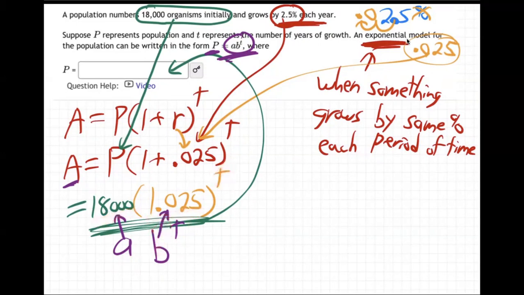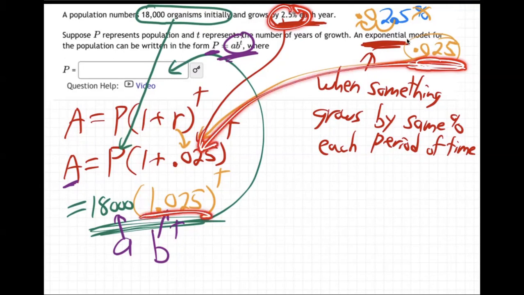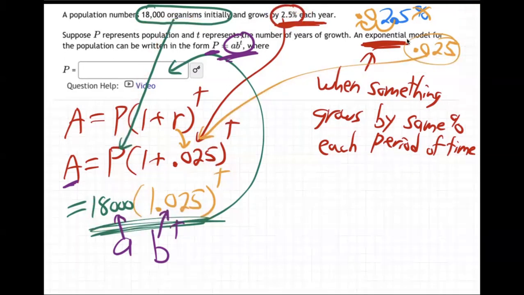We did it. So again, how do we do it? When they tell you that something is growing or shrinking by a fixed percentage each period of time, that's exponential, and you just write A equals P(1 plus R) to the T. You take that percentage, 2.5, change it to a decimal, move it back two places, 0.025, put it in right there for R, add those together, 1 plus 0.025 is 1.025, and then the initial amount, that's what goes in the front, whether you call it P or whatever you call it. It's the number that goes in the front. And there we go, there's the exponential equation.